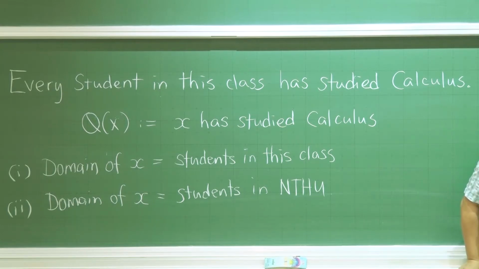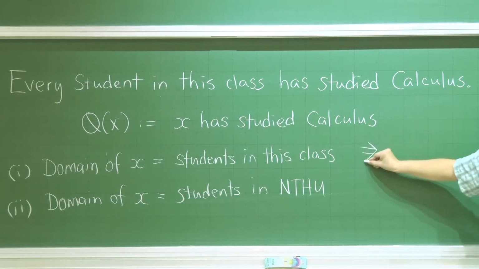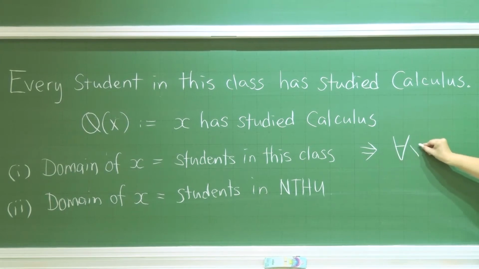So here, the first one: every student in this class has studied calculus. And Q(x) is x has studied calculus. Then how do you translate this? Very good. So this is simply for all x, Q(x). Is that okay? Because every x in the domain we should consider. How about the second one?